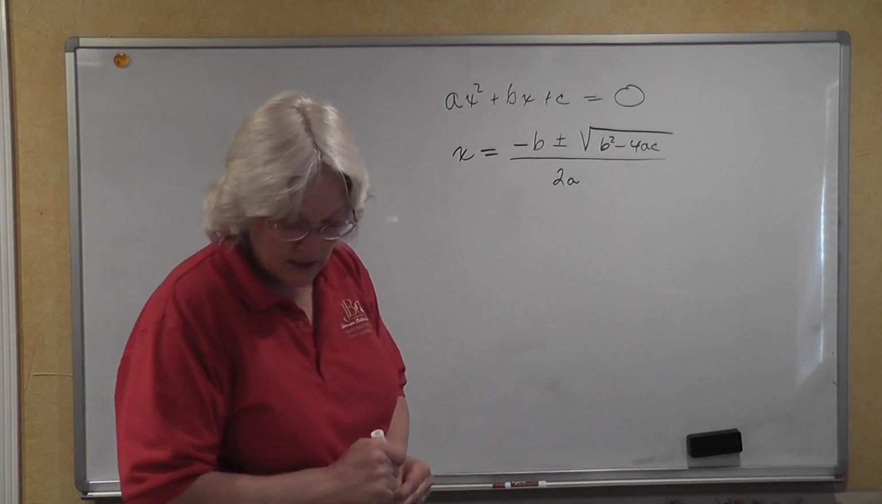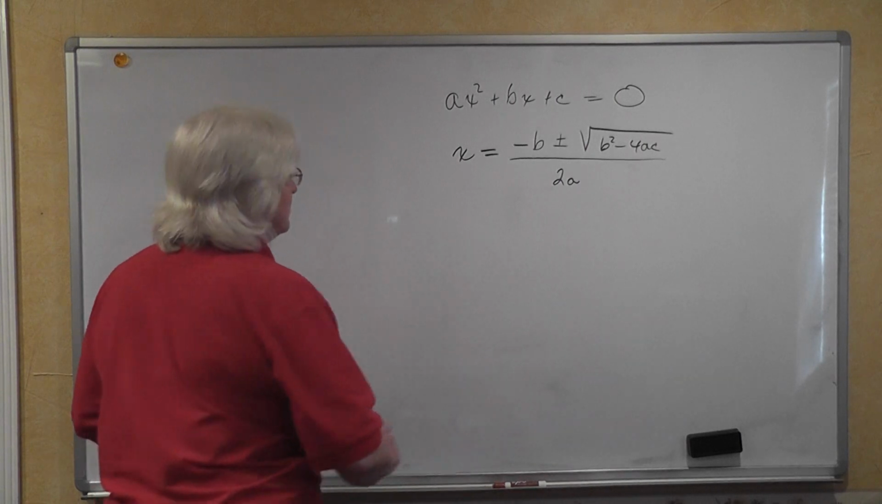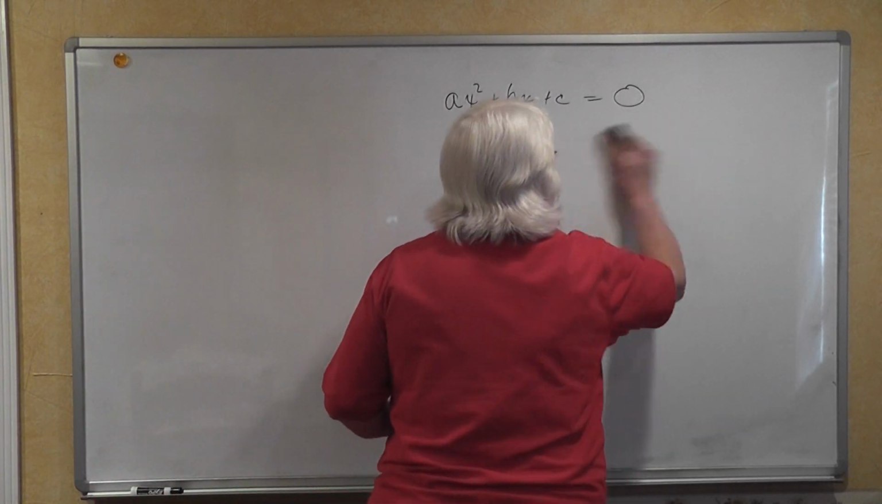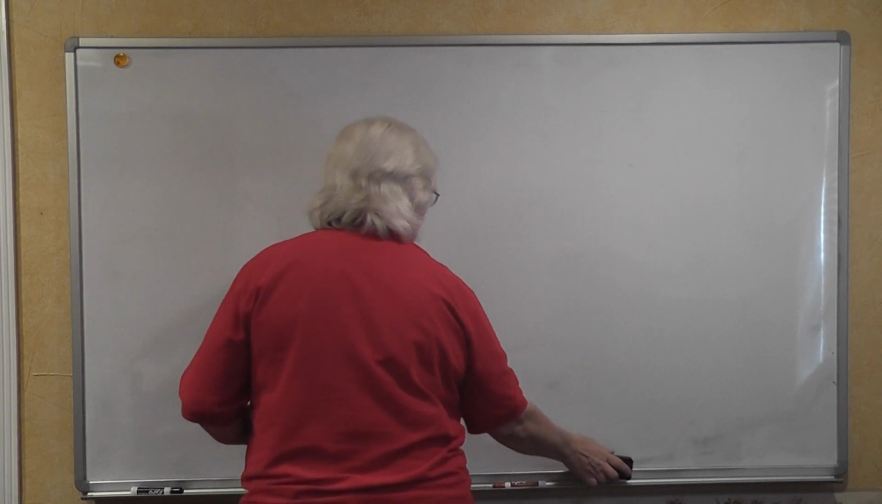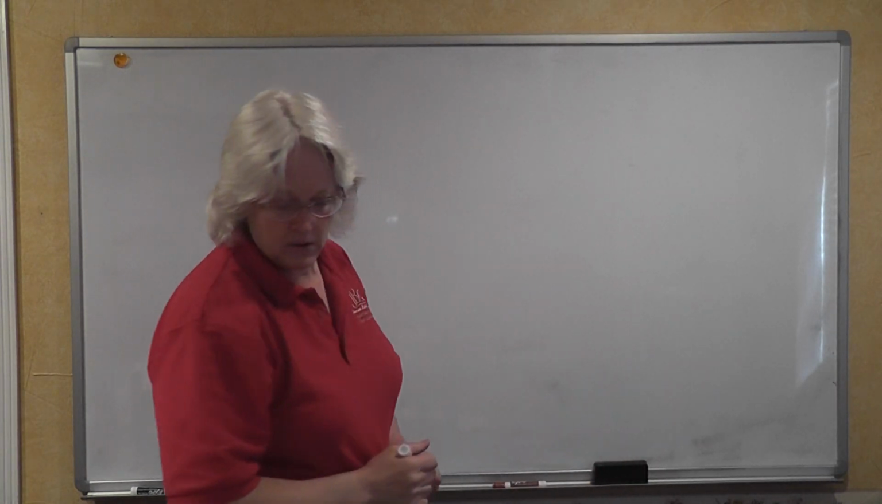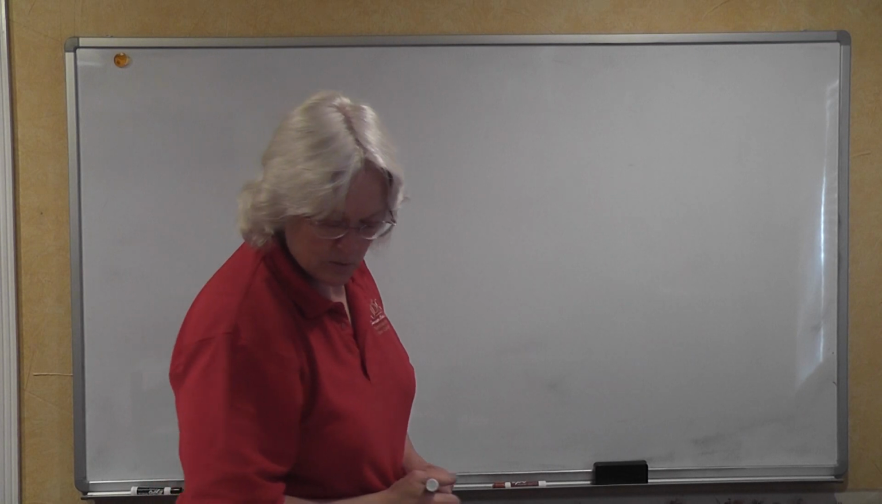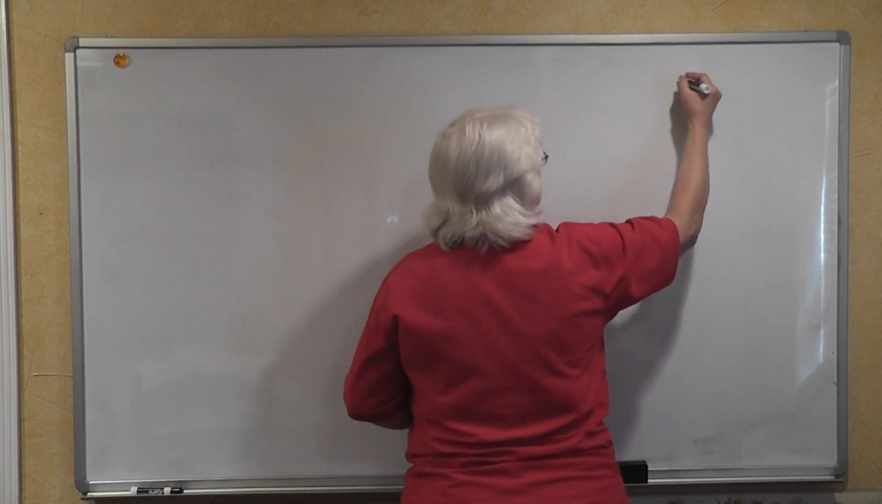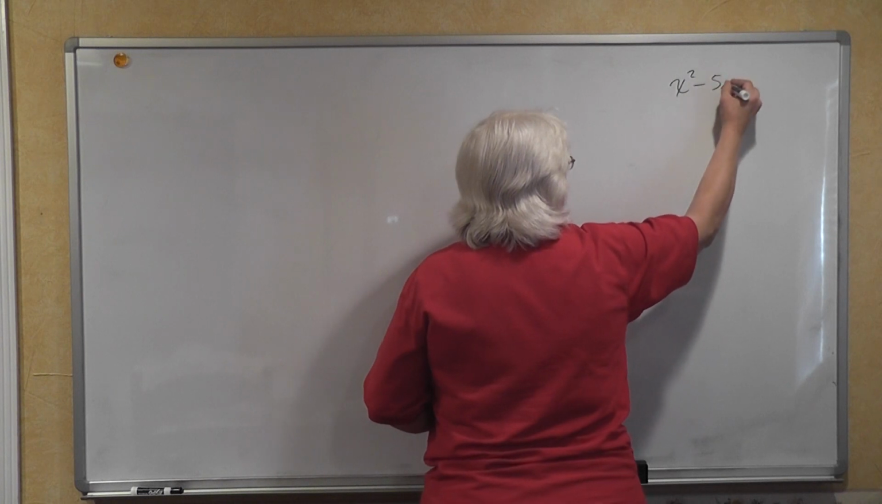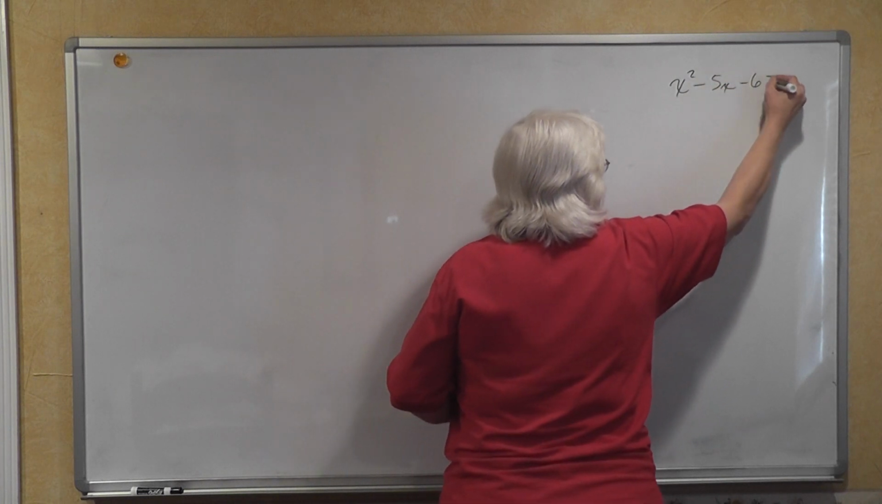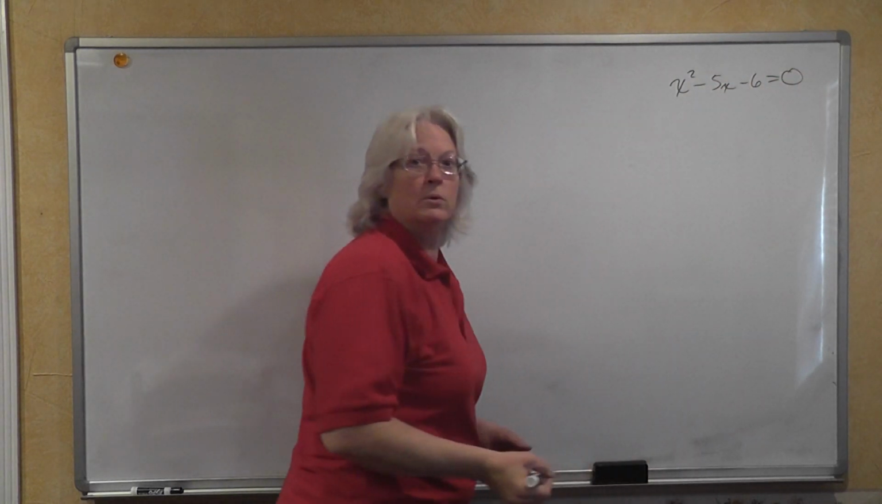Now, let's go ahead and look at example number 1 in your text. And they're asking you to solve this by using the quadratic formula. Let me go ahead and write the problem. x squared minus 5x minus 6 is equal to 0.